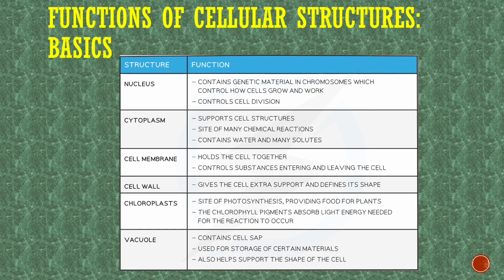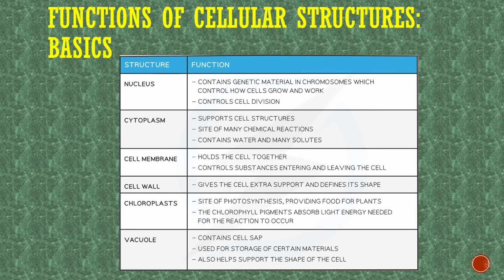The basic functions of cellular structures. Structure: nucleus. The function: contains genetic material in chromosomes which control how cells grow and work. It controls cell division. Cytoplasm supports cell structures, is the site of many chemical reactions, and contains water and many solutes. Cell membrane holds the cell together and controls substances entering and leaving the cell. Cell wall gives the cell extra support and defines its shape.